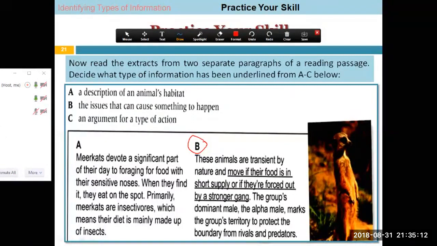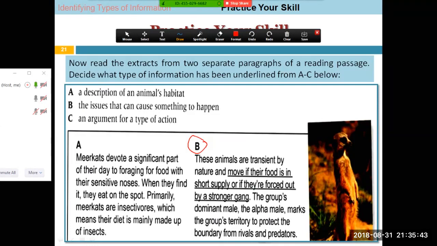These animals are transient. What do we mean by transient? Like temporary. They don't stay permanently at one place. Like transition. When we say we are in a state of transition, that means there's a change or shift going on, right? So they don't live at a place permanently, and they just move if they are short of food supply at that place, or if they are forced out by a stronger gang.